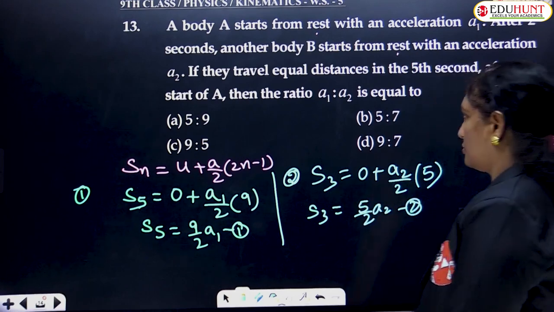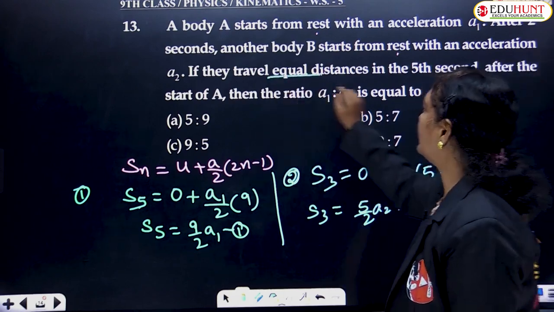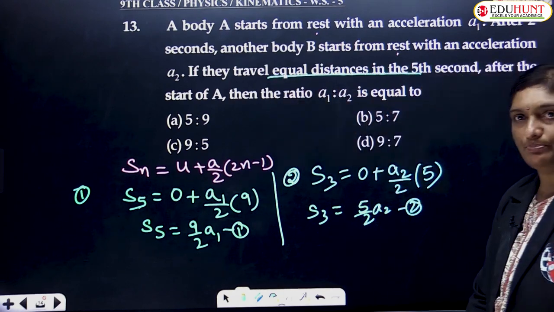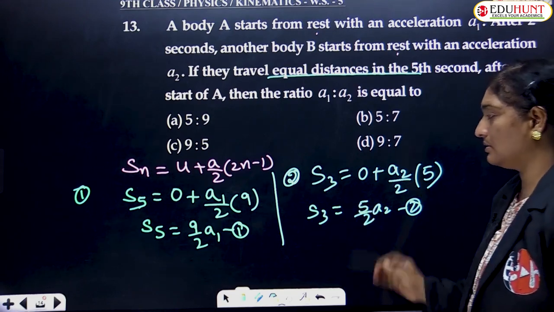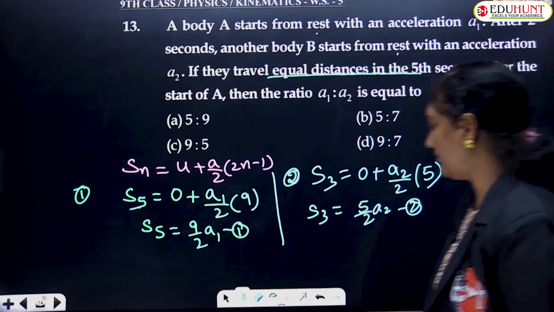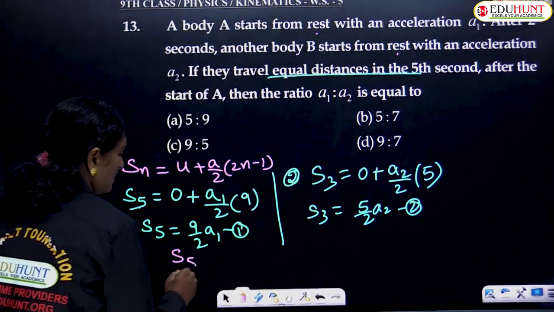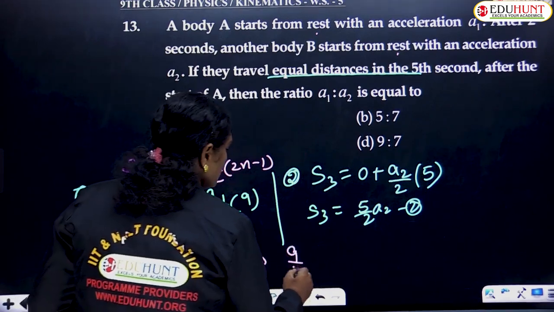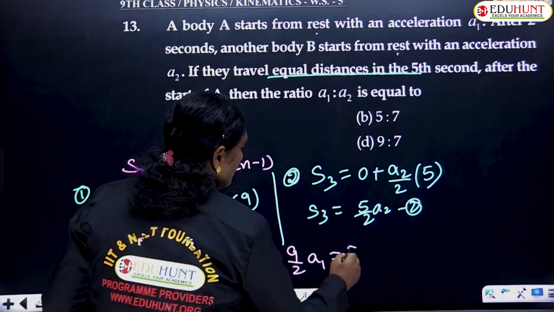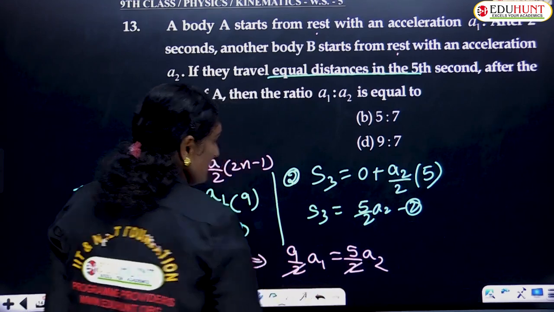This will be equation 2. Children, but what is the given condition? As they travel equal distances in that particular second, these two distances are same. So the given condition is S5 is equal to S3. This implies 9 by 2 a1 is equal to 5 by 2 a2. This 2 and this 2 cancel.